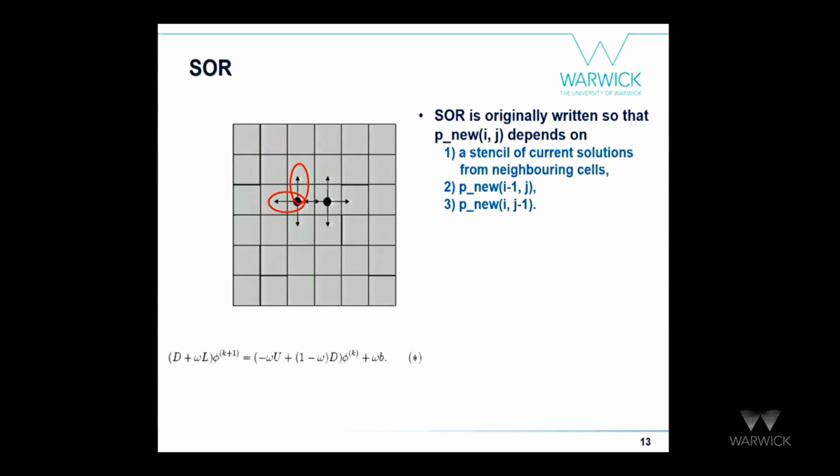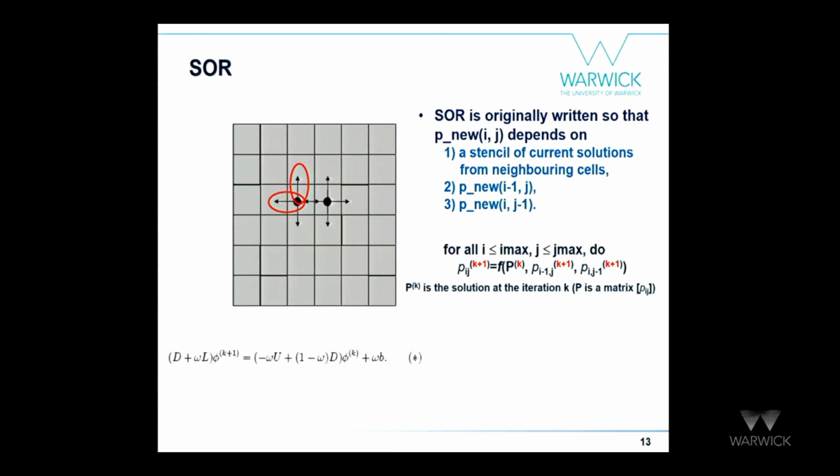It needs to take 3 inputs. The first is the current solution of 4 neighboring cells. Right? And it needs to know the new solution of its left neighbor, and also the new solution of its top neighbor.